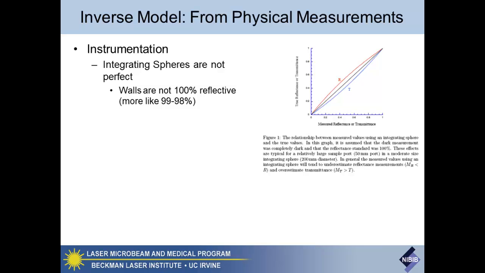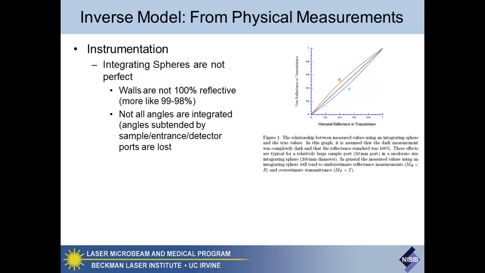But it's also good to remember that this is a physical experiment, so integrating spheres are not perfect. Certain things you have to remember are that the reflectivity of the wall is not 100%. Typically it's around 99, 98, depending on how much money you're willing to spend on these things. Not all angles are integrated. You have this large sphere, and you have holes in it. You have holes for your entrance port, for your reflectance port, and for the detector. So you need a way of accounting for the fact that you're close to integrating over all angles, but not necessarily every single angle will be accounted for.